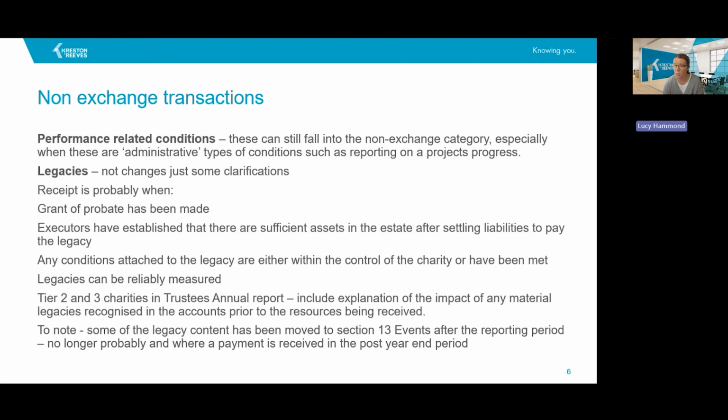This is a useful addition to the SORP as it will provide the user of the financial statements with a greater understanding of the cash flows of the charity. It should also be noted that some of the legacy content has been moved to Section 13 of the SORP, events after the reporting period. For legacy accounting, this period is particularly crucial as it can often provide the charity with the measurement information needed.